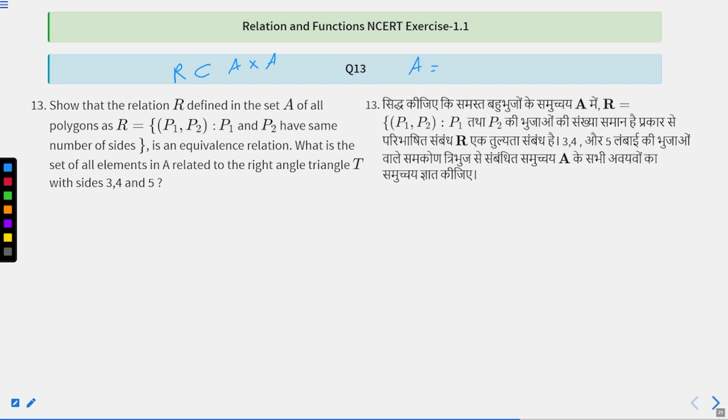And this set A is the collection of all polygons. Now the relation R is defined as the collection of all ordered pairs of polygons (P1, P2) such that P1 and P2 have the same number of sides. So when does a pair belong to my relation? When the first polygon and the second polygon in the pair have the same number of sides. This defined relation is an equivalence relation, and I need to show that.